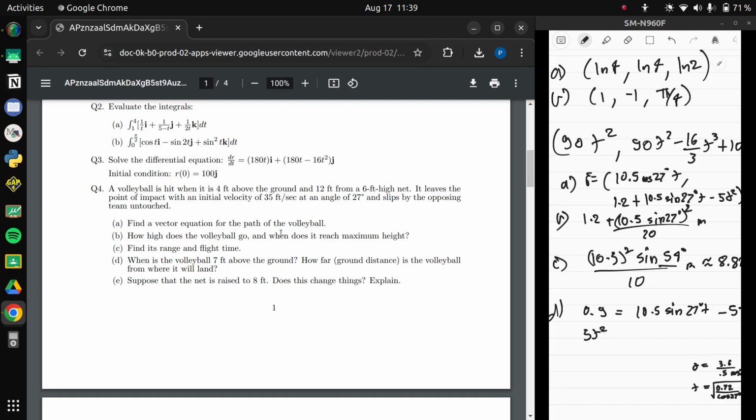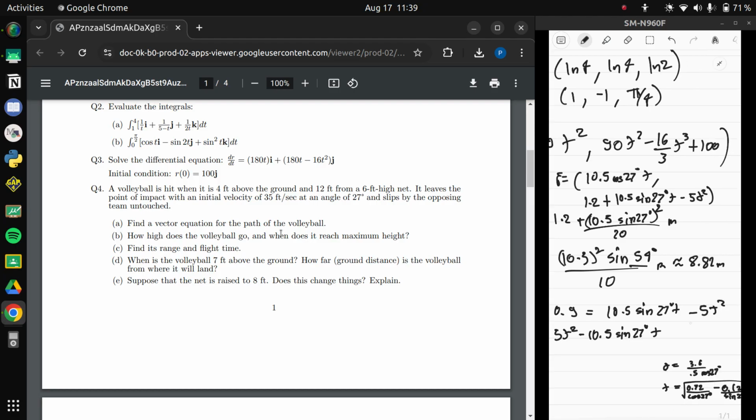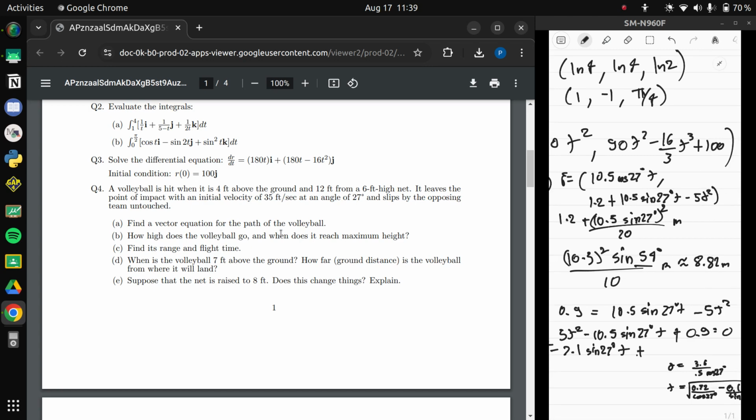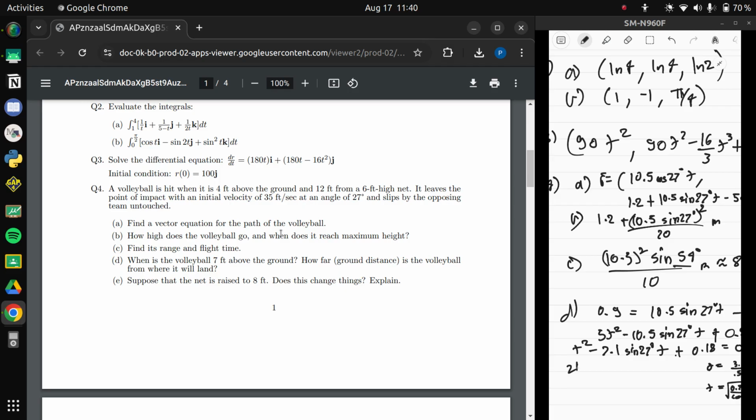So 5t squared minus 10.5 sine 27 degree t plus 0.9 equal to 0. So something like t squared minus 2.1 sine 27 degree t plus 0.18 equal to 0. Otherwise minus b is just 2.1. So it's just horrible. So 27 degree, this is called S for now. So it's just 2.1 S plus minus, the minus thing probably doesn't make sense, right? It's just plus instead of b square. Yeah, I don't think the sign will make sense that way.